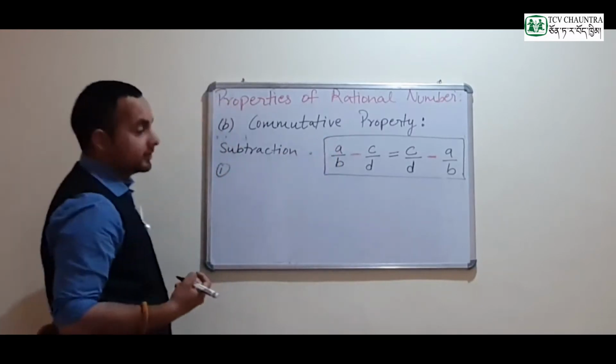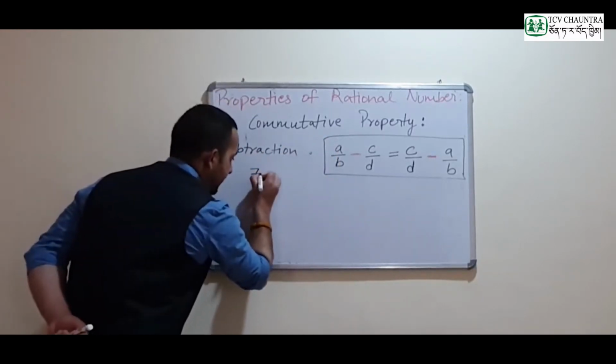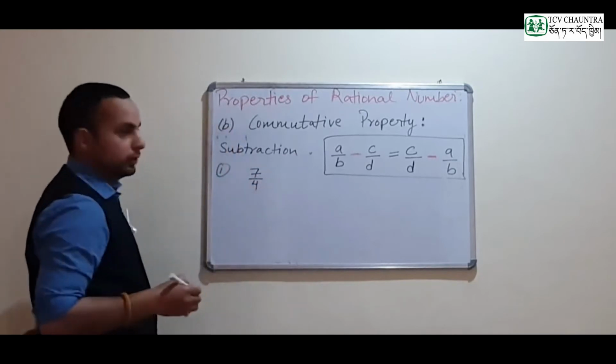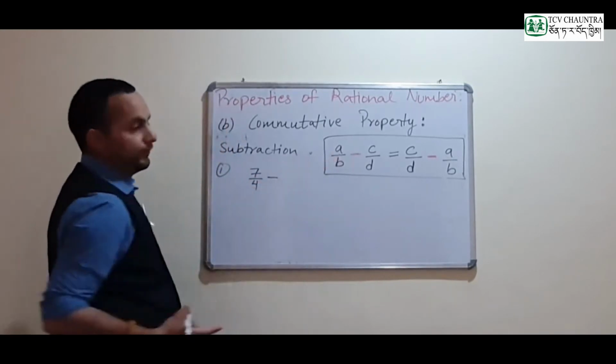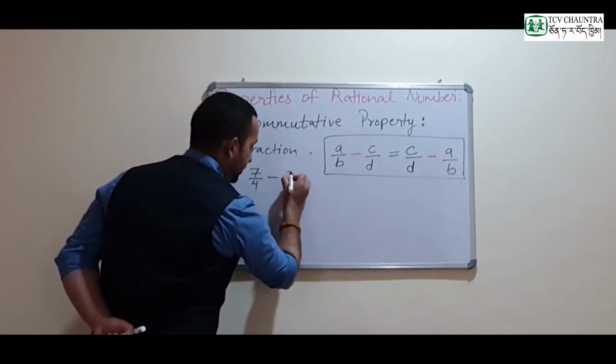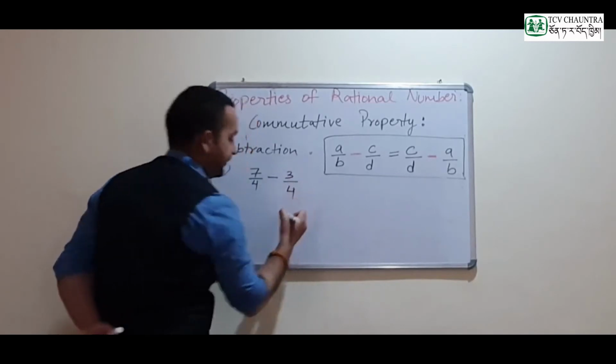Suppose I take a upon b as 7 upon 4, and in place of c upon d I take 3 upon 4.